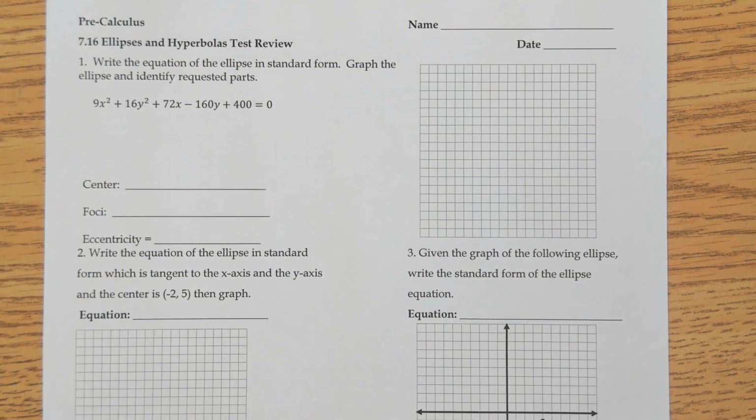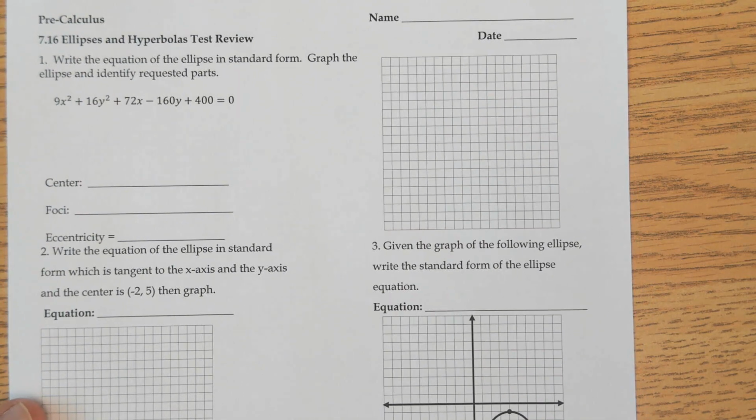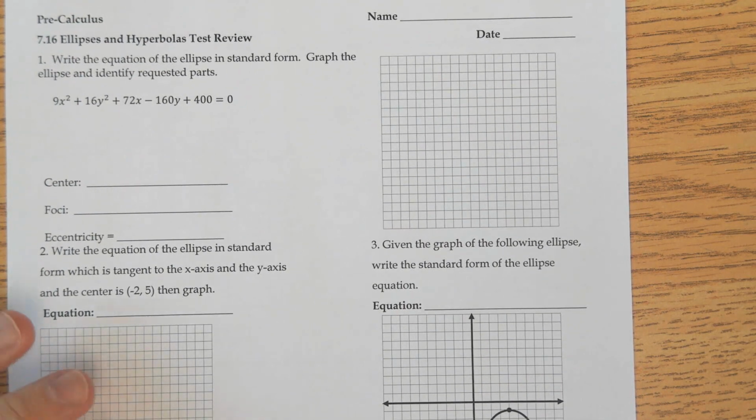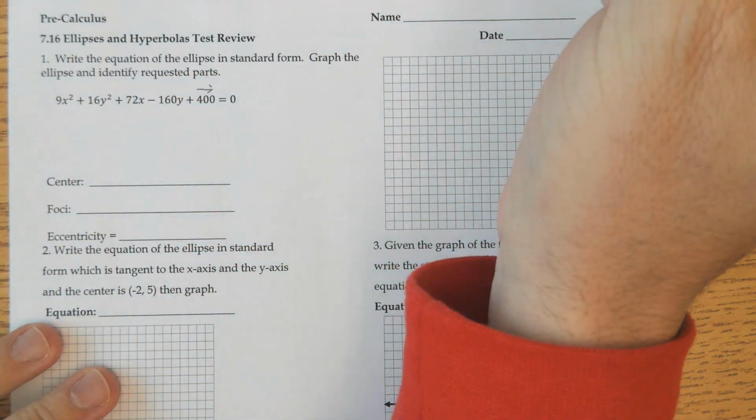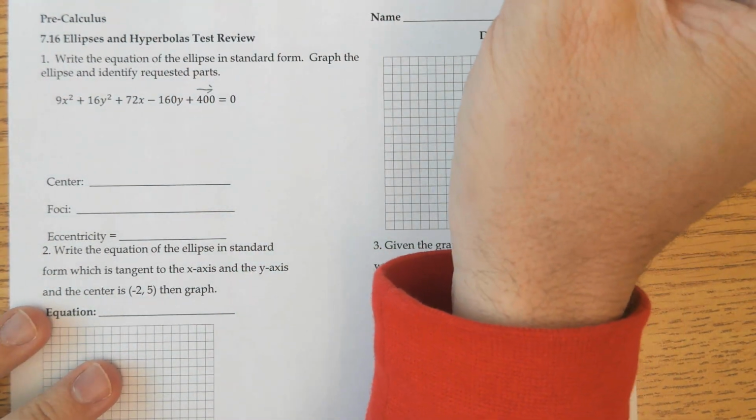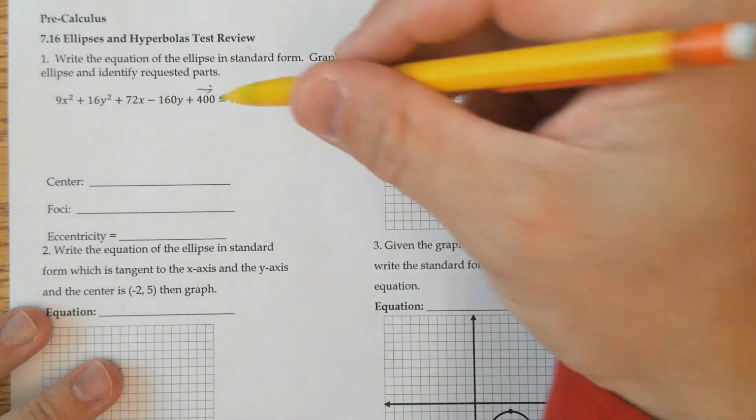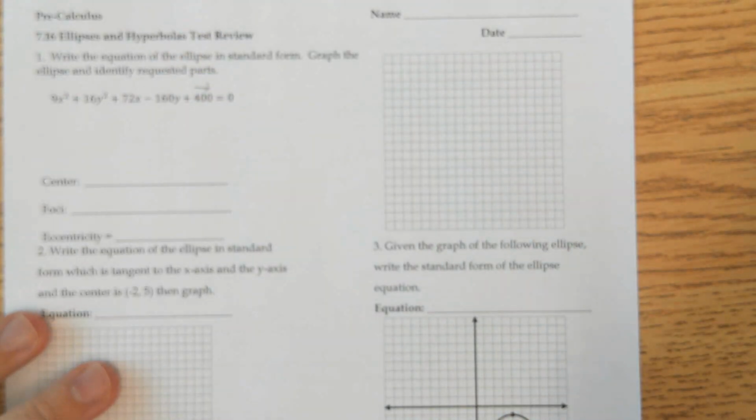Test review. Here we go, okay? For ellipses and hyperbolas. All right, so first things first, the constant needs to go over. Looks like we're going to be completing the square here. Okay, and look what it's asking us. It wants us to graph it, and we only need to find the center, foci, and eccentricity.